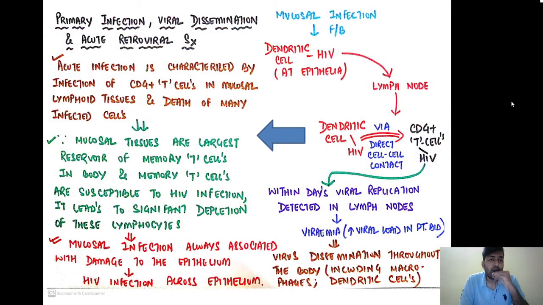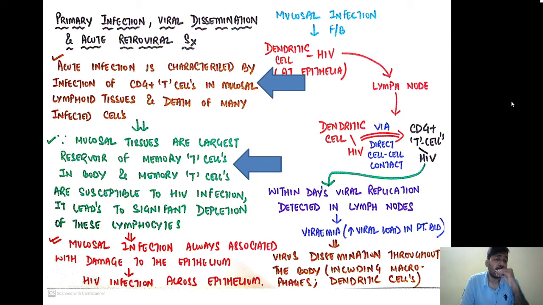So what happens in the acute retroviral syndrome? There is an acute infection which is characterized by infection of the CD4 plus T cells in the mucosal lymphoid tissues and death of many of these infected cells. Since the mucosal cells are the largest reservoir of the memory T cells in the body, and the memory T cells are also susceptible to infection, it leads to significant depletion of these memory T cells early in the course of disease. Now remember, the mucosal infection is always associated with damage to the epithelium. Therefore, the HIV infection can cross the epithelia.